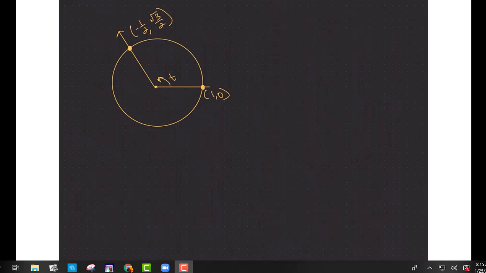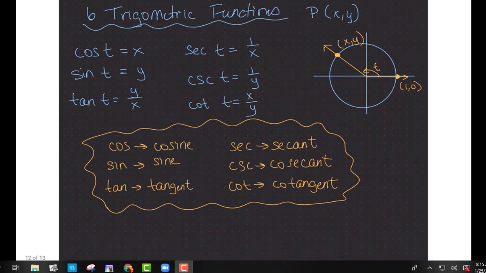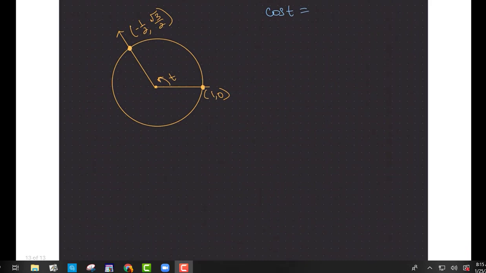So if I now go through those 6 little trigonometric functions, the first one was the cosine of t. What's cosine represent? X. X, yep. So what's our x value? Negative 1/2. -1/2, yep, you guys got it. Then they're going to want you to find sine. Sine is our y. Yep, and what's our y? Square root of 3 over 2.